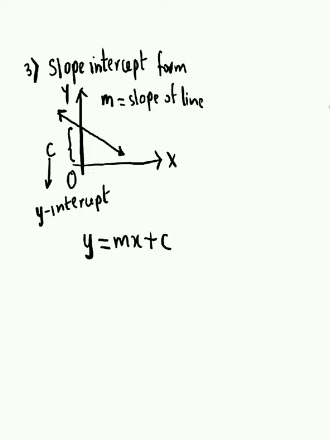So this form is called the slope intercept form. Now let us move to the next one. The fourth form is called the double intercept form.